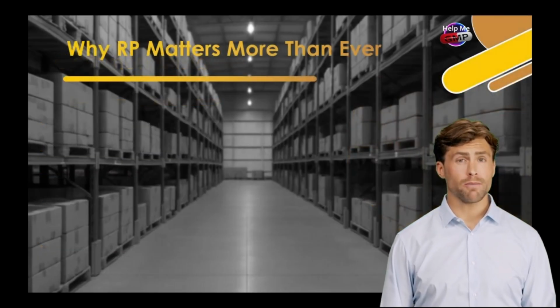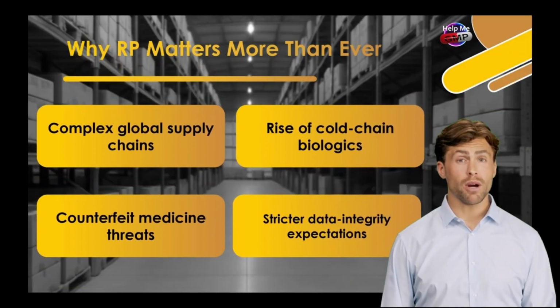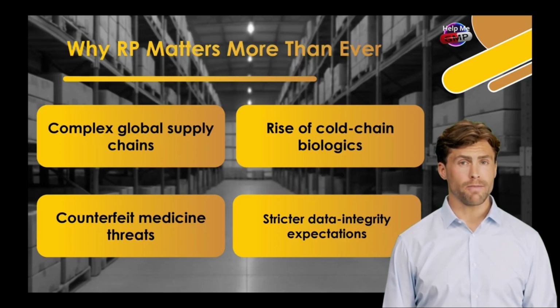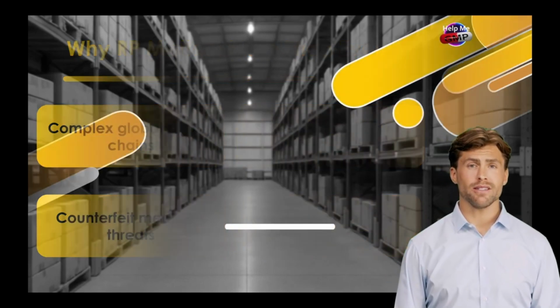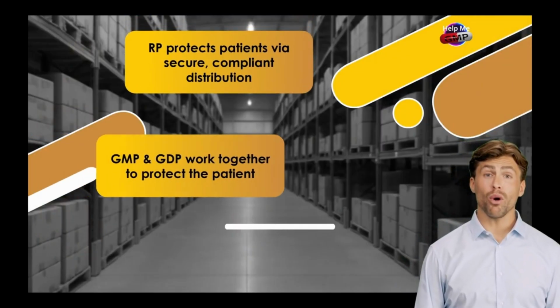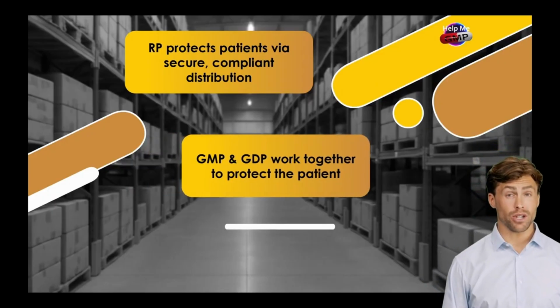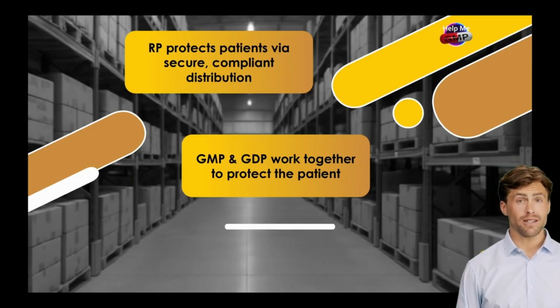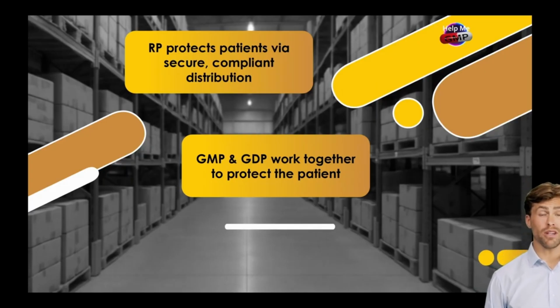Why does this role matter more than ever? Complex global supply chains, the rise of cold chain biologics, counterfeit medicine threats, and stricter data integrity expectations all make the RP indispensable. Think of the QP as the gatekeeper that releases each batch into the market. The RP is the guardian that protects those batches in the wild. Whether you're already working in distribution, thinking of becoming an RP, or a production or quality professional, mapping how these roles connect, we hope this video clarifies the similarities, the differences, and the day-to-day importance of the RP.